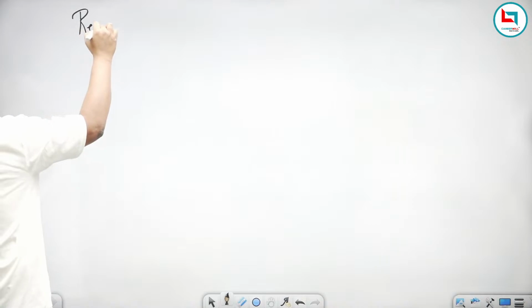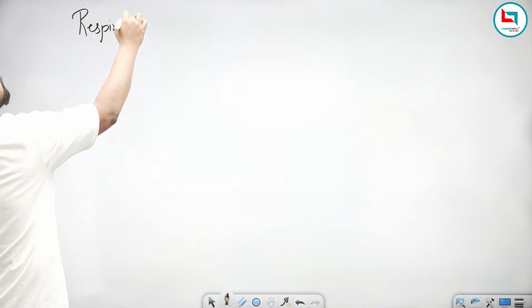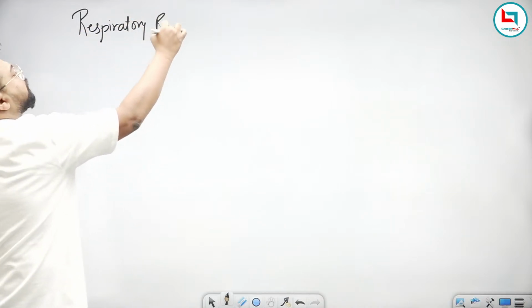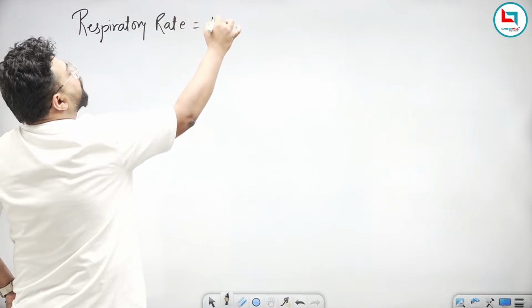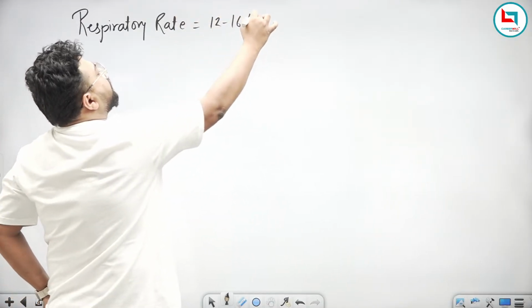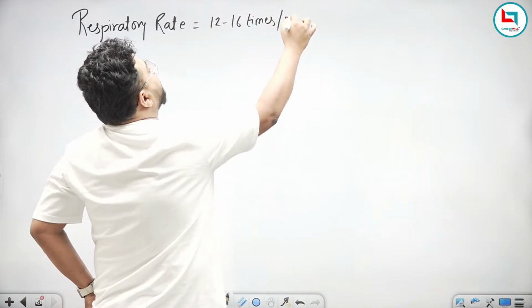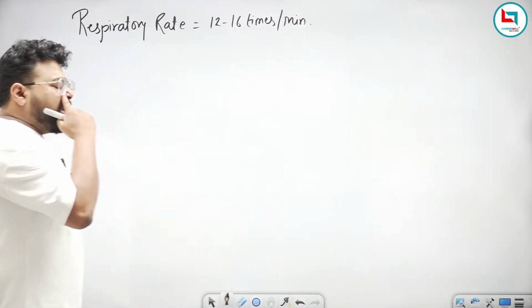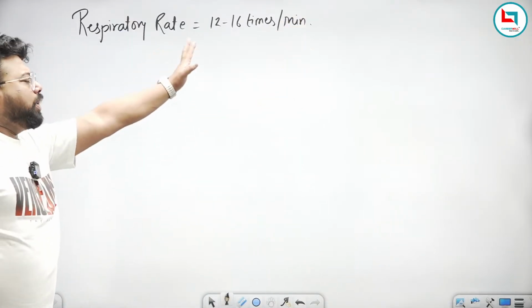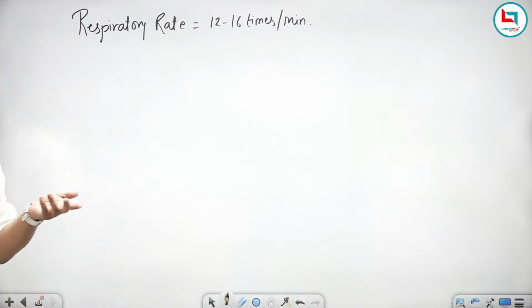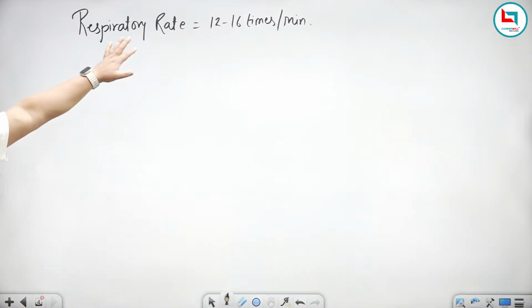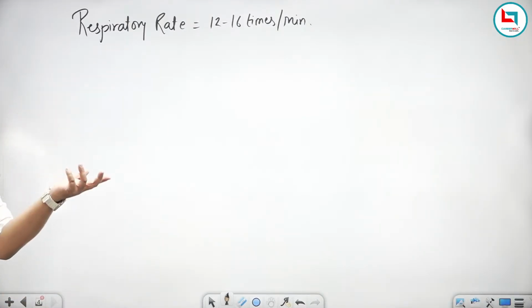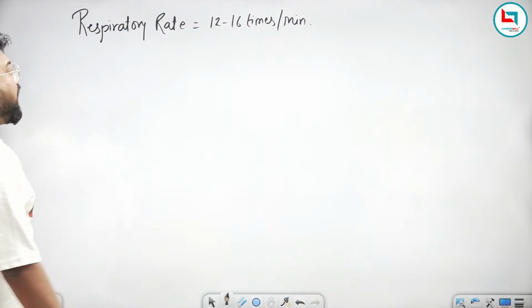The respiratory rate in humans is 12 to 16 times per minute. Means a healthy human can breathe in and breathe out either 12 or maximum up to 16 times per minute. But this rate can differ in an old age person, in a person who is getting fever, in a neonate, means a newly born baby. This rate can differ.